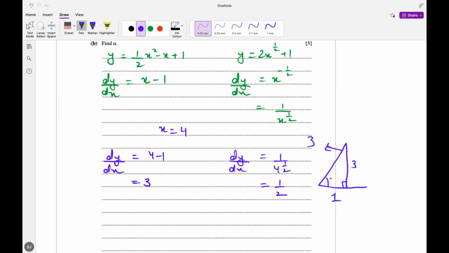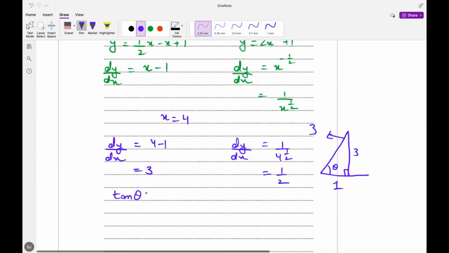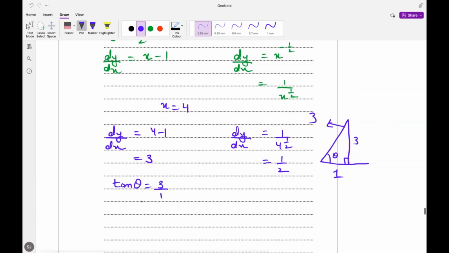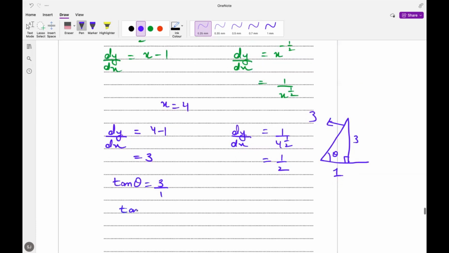So let's say this was angle theta. So tan theta will be equal to 3 upon 1. And we'll use tan inverse of 3 to find the angle theta. For the second tangent, the gradient is 1 upon 2. So this will mean that this length is 1 and this length is 2, as this is opposite and this length is adjacent. So we'll use minus tan inverse of 1 upon 2 to find the angle that this tangent makes with the horizontal.